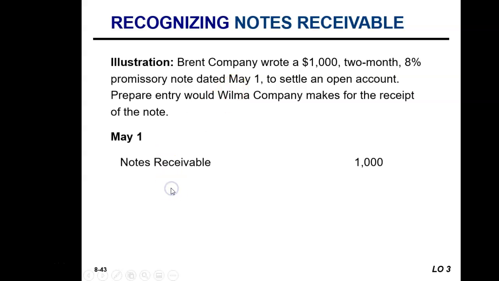So on May 1st, we would debit notes receivable for the $1,000 and credit accounts receivable. In this situation, we made them sign a promissory note in order to pay for an outstanding accounts receivable balance. Now, the question I asked you all is: how much interest is owed to the payee when this note matures in 2 months? How much did you get?